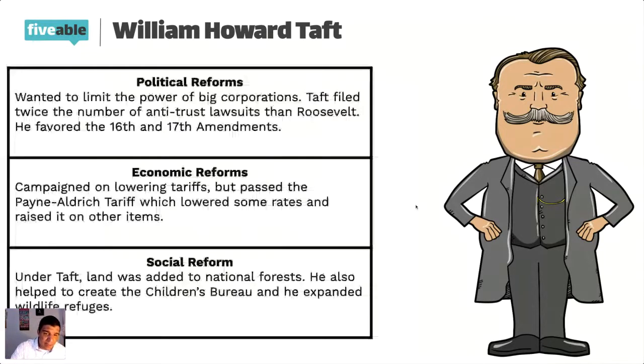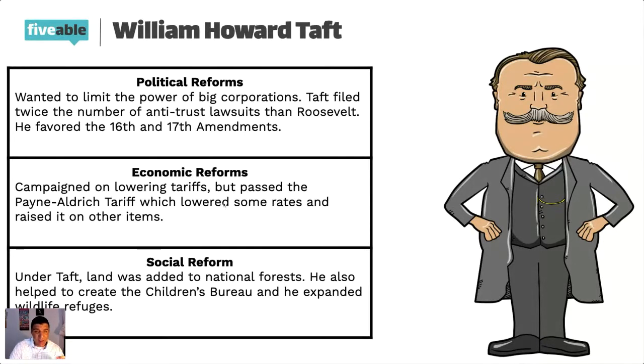And when William Howard Taft becomes president, he's the second progressive president. And he continues on with political reforms. He wants to limit the power of big corporations, and he files a number of antitrust lawsuits, more than Roosevelt. And he favors the passage of the 16th and 17th Amendment. 16th is tax reform, 17th is the election of senators. He also favors economic reforms.